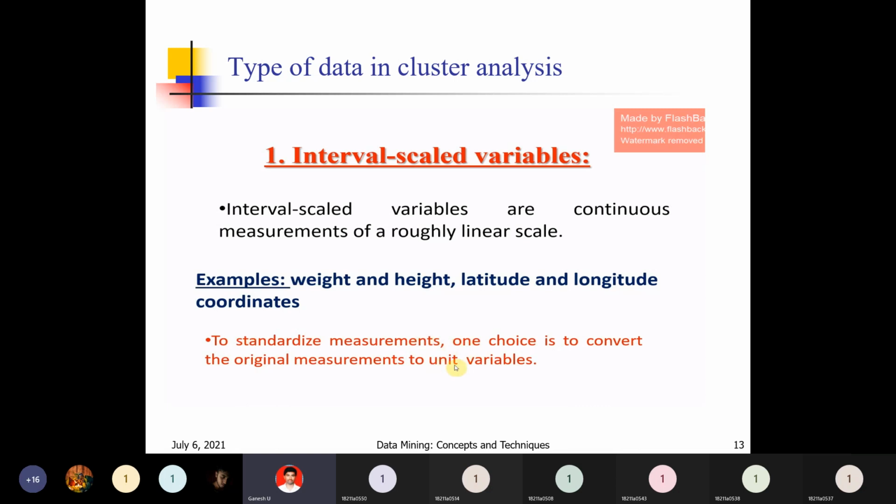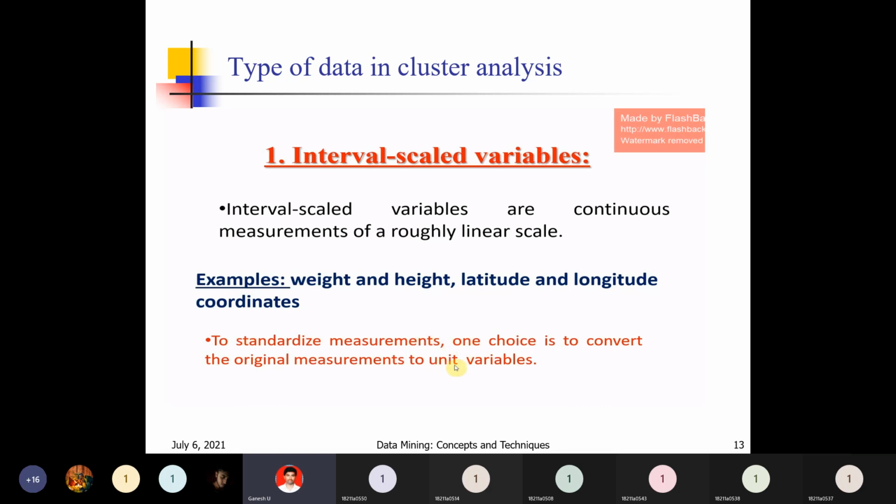To standardize measurements, one choice is to convert the original measurements to unit variables. If you have different types of values, you have to represent them as unit variables. Why? Because if you have values like 32,670 and 67,500, and thousands of rows are there, you will get confused. That's why first you convert the original measurements to unit variables, where you represent the difference.